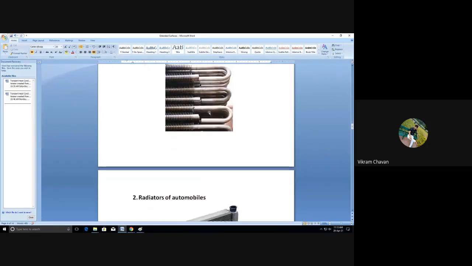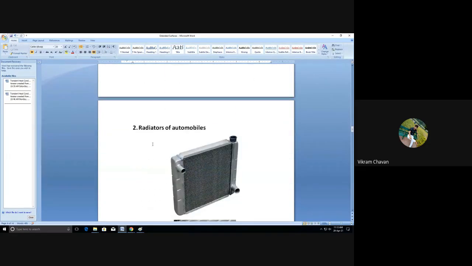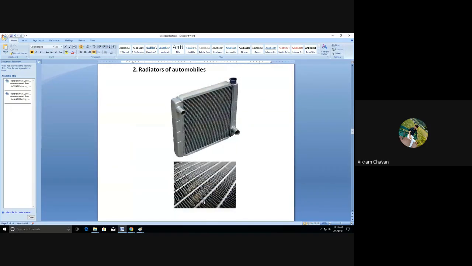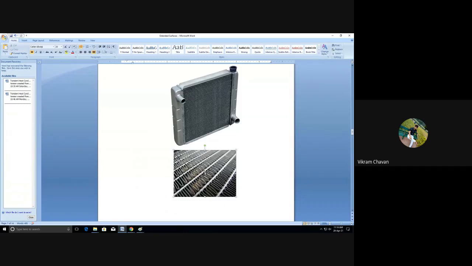Then the second one, everyone knows, is radiators of automobiles. Generally it looks like this. From the picture we cannot recognize where the fin is. But if you zoom in and check the construction of this radiator properly, then you will see these kinds of fins installed in that particular radiator.